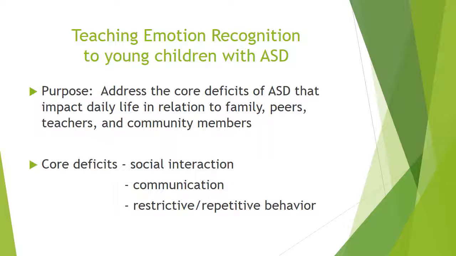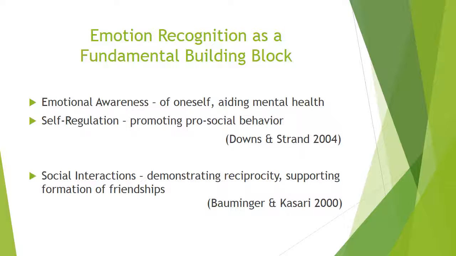The purpose of teaching emotion recognition to young children with autism is to address the core deficits that impact their daily life in relationship to family, peers, teachers, community members, specifically around reciprocal social interactions and communication. Emotion recognition is a fundamental building block. It impacts emotional awareness, self-regulation, and social interactions, especially supporting the formation of friendships.